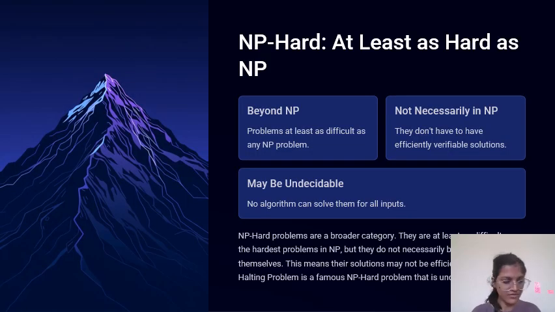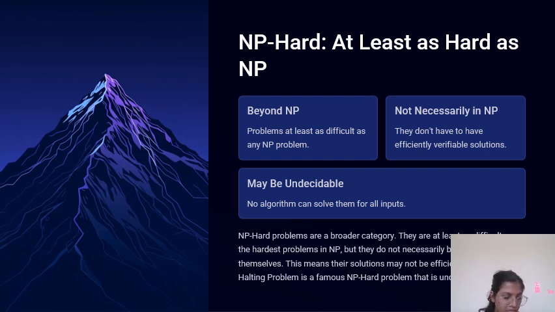Now NP-hard. NP-hard problems are the class of problems that are at least as hard as the hardest problems in NP. This means that if you had a fast, efficient algorithm to solve an NP-hard problem, you could use it to solve every problem in NP quickly.